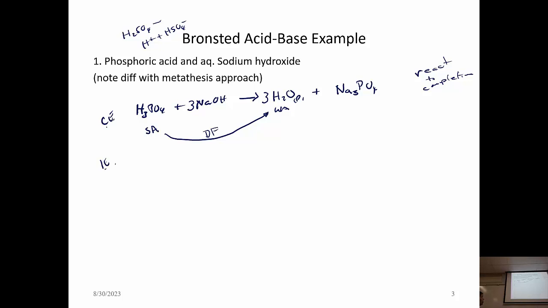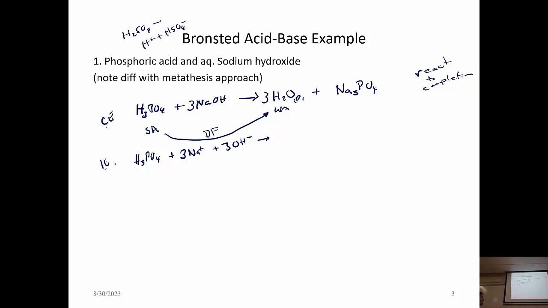The ionic equation, do we ionize or hydrolyze phosphoric acid? No. We only ionize the strong acid. This is a weak acid. So we just leave it alone, H3PO4. Do I ionize sodium hydroxide? Yes. All sodium salts are soluble. And so we're going to ionize it. And we have to be careful. We have to make sure we balance it. That is, there's going to be three sodiums and three hydroxides. And then we have to make sure the charges are correct. Sodium is plus one, hydroxide is minus one.